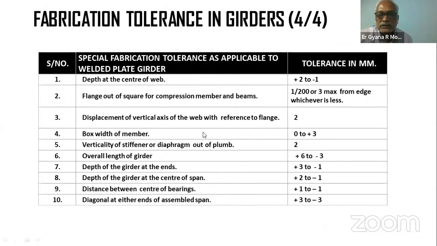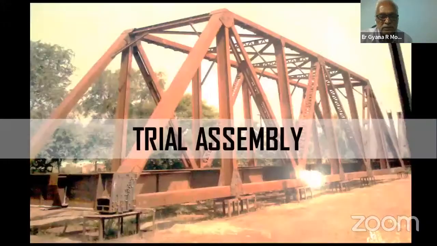Then welded plate girders, what is the depth? At times what we have is out of square members, and what is the distance between bearings, assembled spans, everything has certain limits and tolerances. So we should take all precautions so that we are within the tolerance of the fabricated girders.